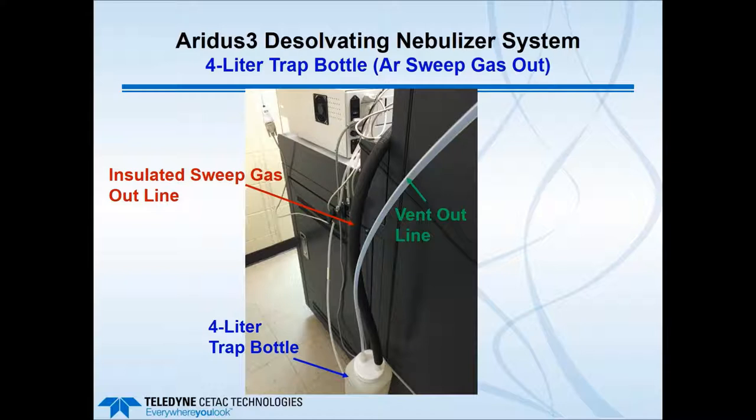This will, of course, then condense and trap the solvent vapor that is generated from the PFA nebulizer. So this is a place to collect that so it's safely removed from the instrument. We also want it in an area where it can't disturb any gas flows and cause any fluctuations in the signal.